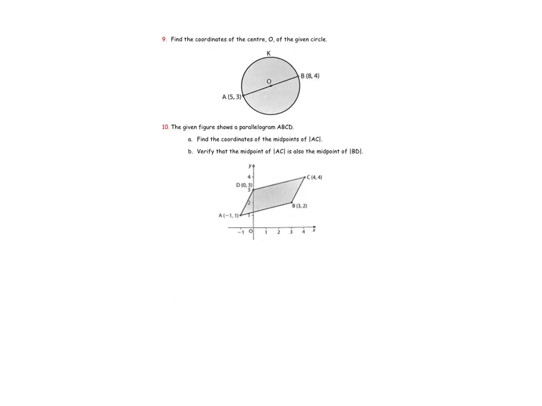Question 9 is very similar to question number 6. Find the coordinates of the center O of the given circle. We have 2 points on the diameter, so you just find the midpoint. And question 10 should hopefully cause no issues. It's just finding the midpoints of the coordinates AC and verifying that AC is also the midpoint of BD. So again, it's just finding the midpoints and showing that they're the exact same thing. I'm hoping that the questions on this worksheet should be perfectly fine. And that brings us to the end of this video, which is the coordinate geometry of a line, worksheet number 3, which is the midpoint of a line.